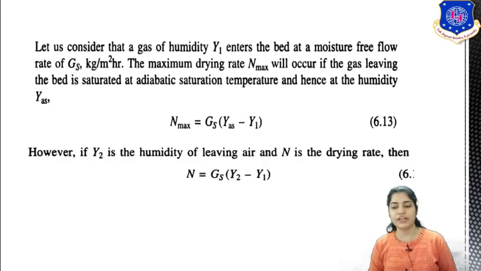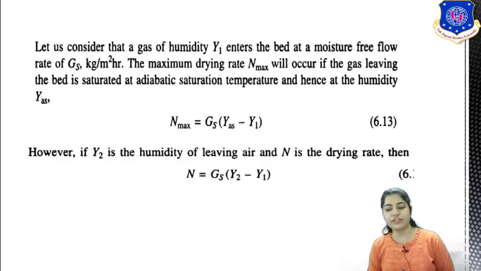Okay, so here let's move to the derivation part. First of all, consider that the gas of humidity Y1 enters the bed at a moisture free flow rate of Gs. So here Gs is what? It is the mass flow rate of dry air. No amount of moisture is present. We are taking the calculation in form of Gs, in form of dry air. But it would have some moisture Y1. But your mass velocity is what? That is for dry air only.